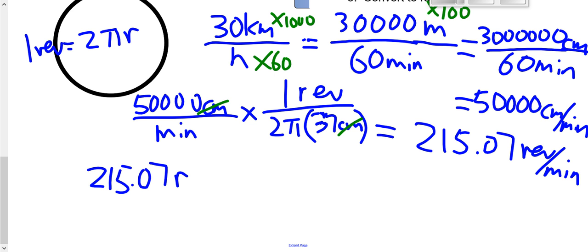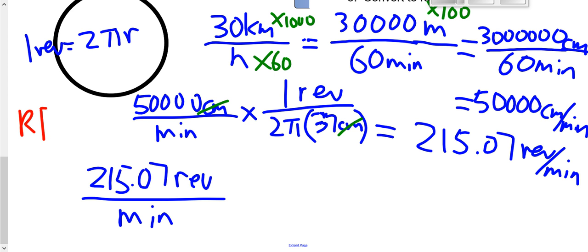215.07 revolution per minute. And by the way, this is more like for those of you who drive a manual vehicle, manual transmission. I'm sure you have heard about RPM. And for those of you who drive an automatic, you may still see this tachometer thing on your dashboard.